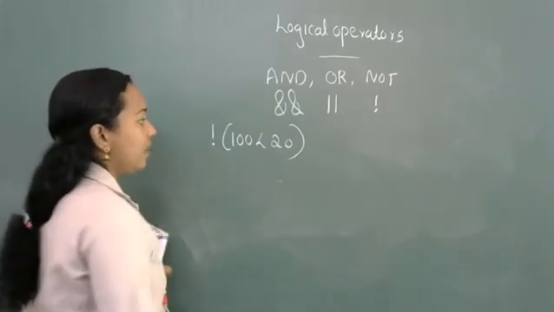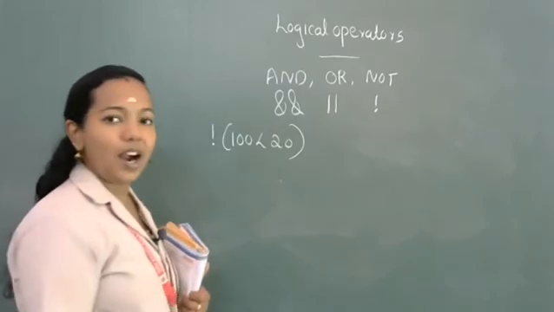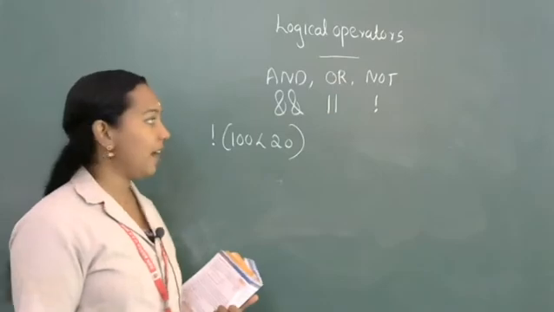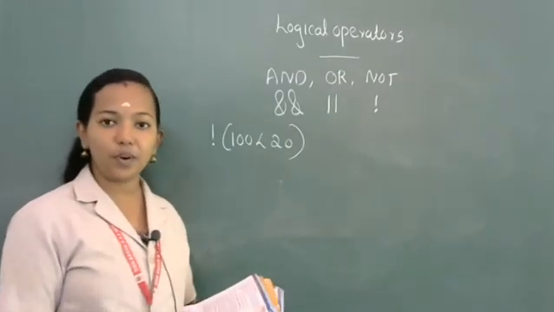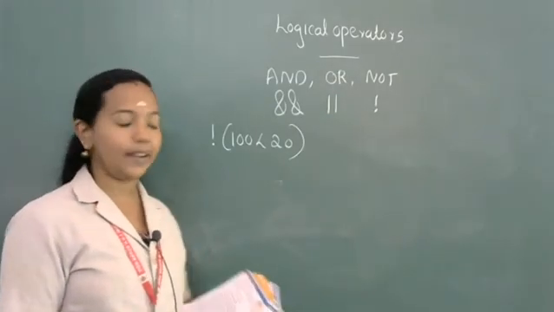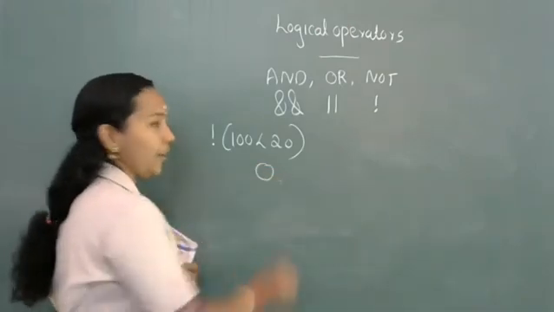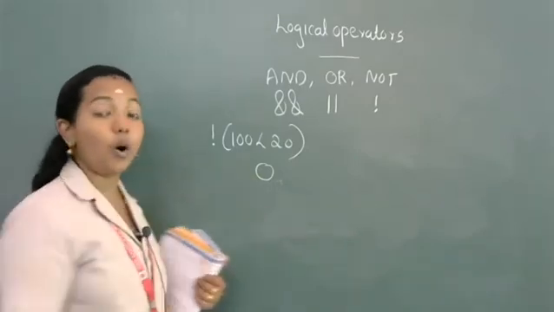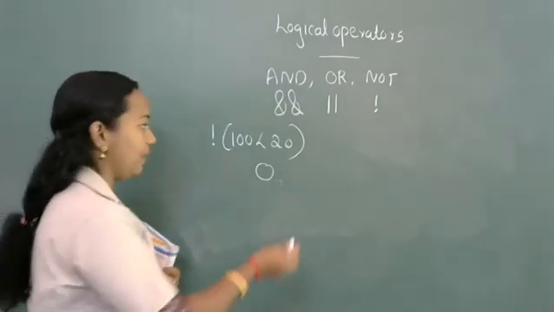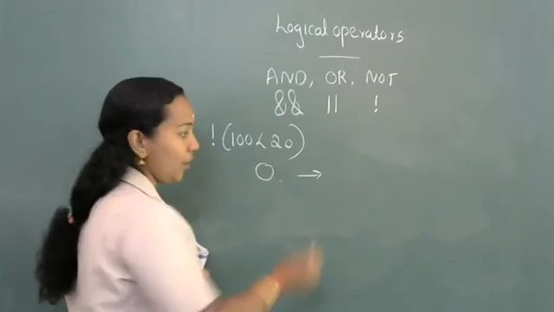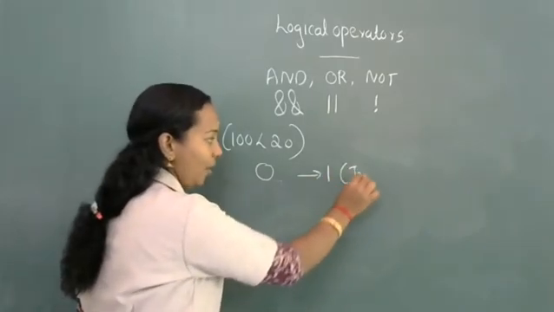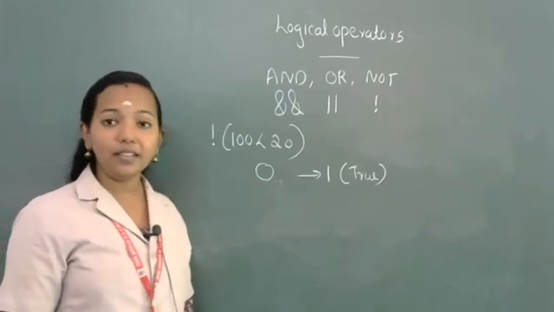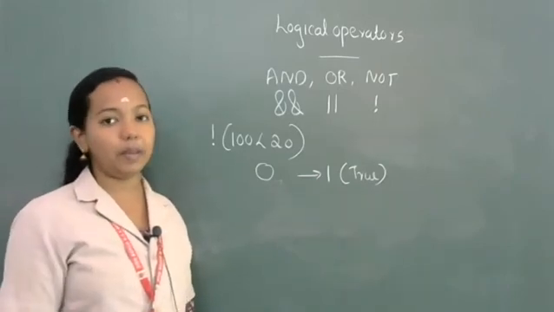Okay, what will be the result? 100 less than 20, the condition is false, because 100 is greater than 20. So, it will return 0 as a false value. But NOT of 0, or complement of 0, what will be the result? Complement of 0 is 1, or true value. So, we are converting the value into its complement.